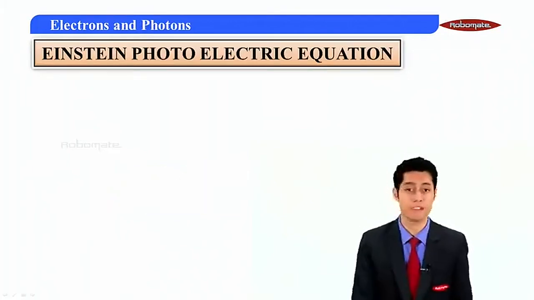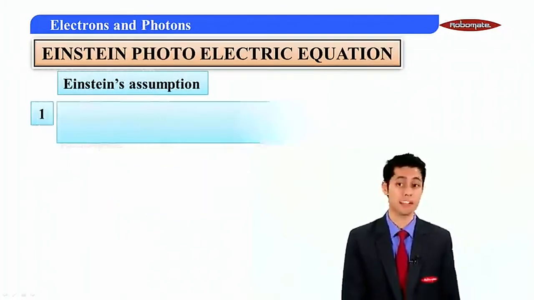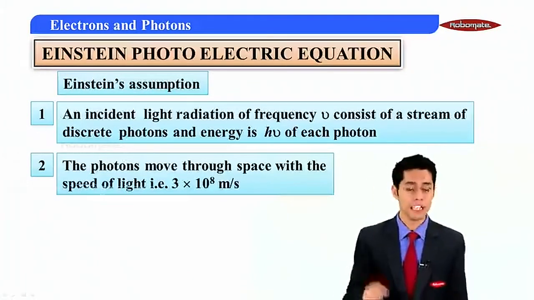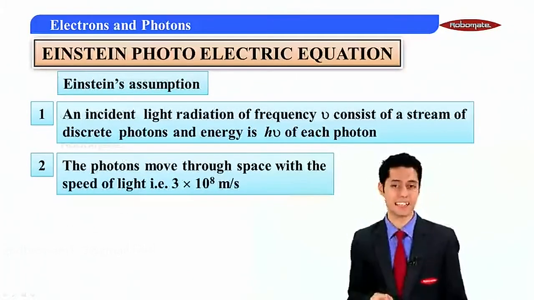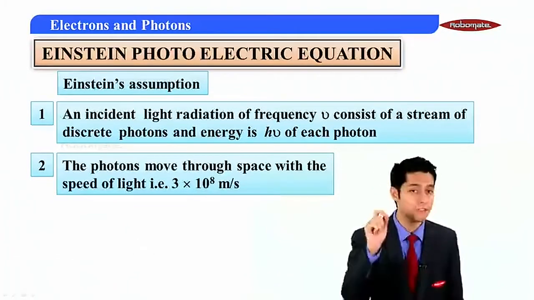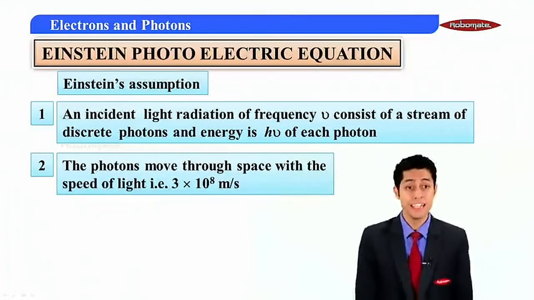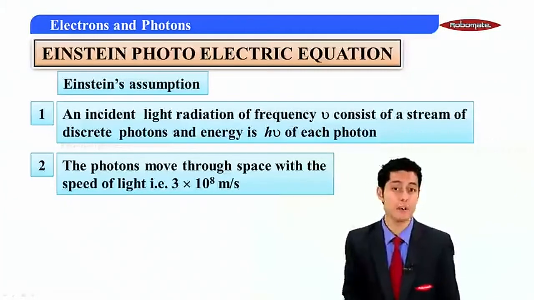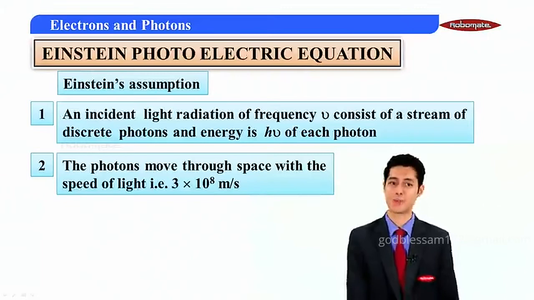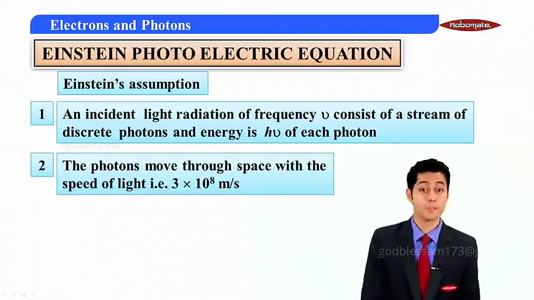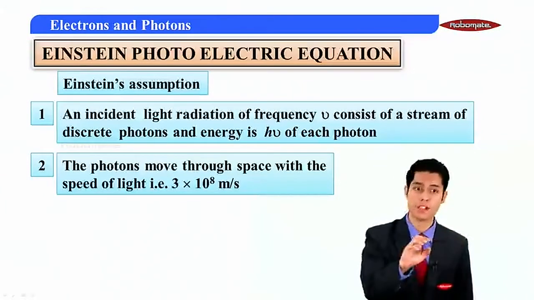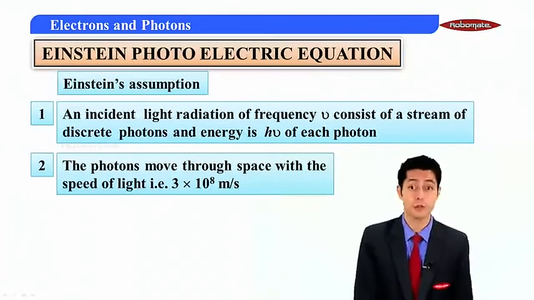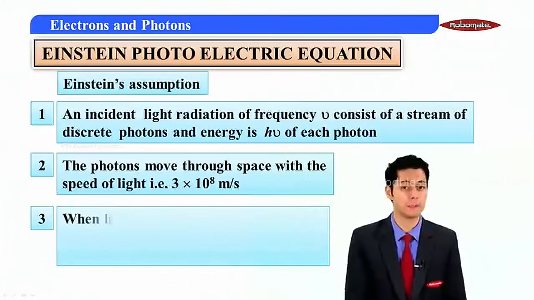These three assumptions are very important, students. Please pay attention to them. The first and second assumptions are very simple. He told that any incident light of radiation will have a frequency nu, and this stream of discrete photons will have energy given by h nu. He also told that photons move through space with the speed of light, that is 3 into 10 to the power 8 meters per second.